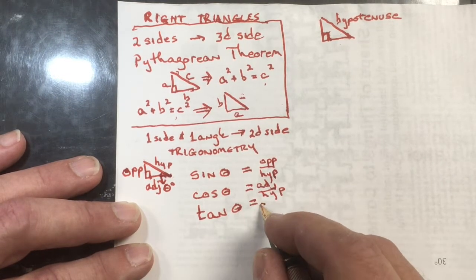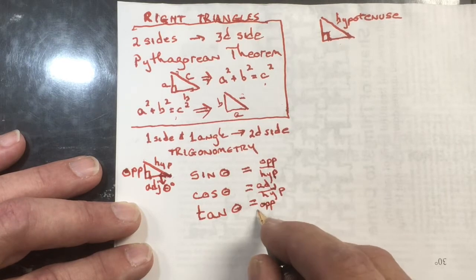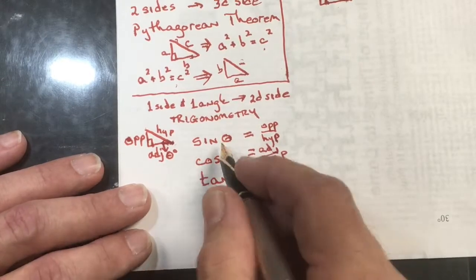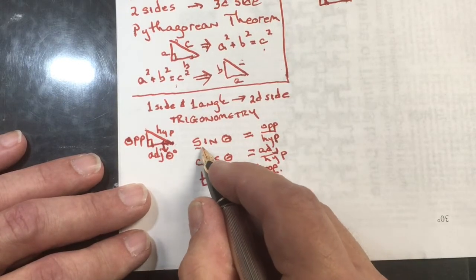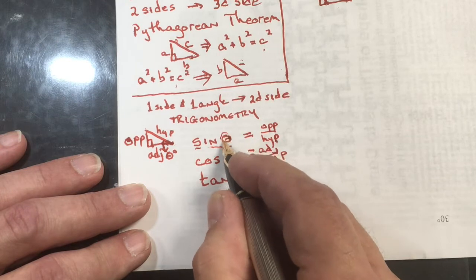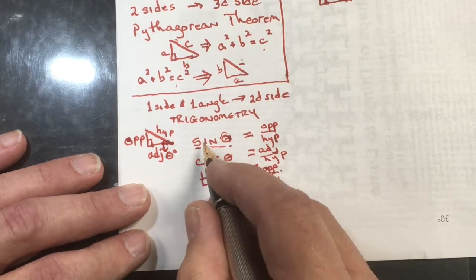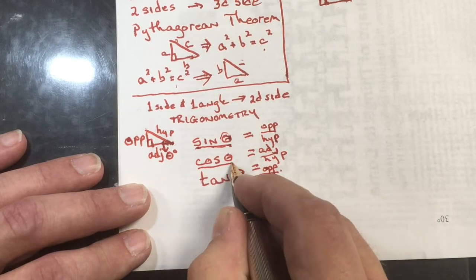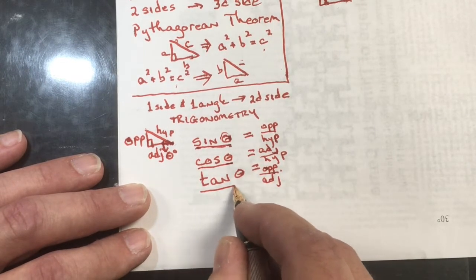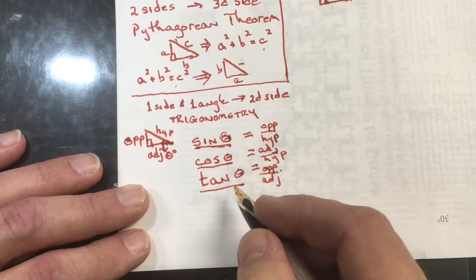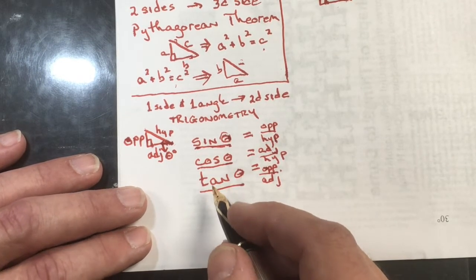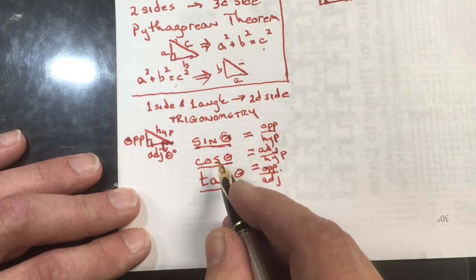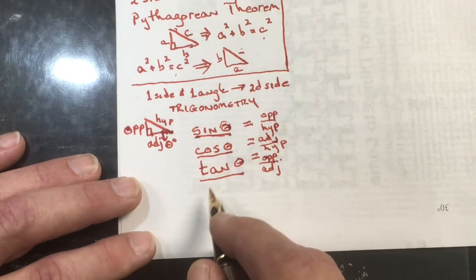Tangent is opposite over adjacent. What does that mean? If I give you the degrees, you're going to have to find out what number this is. Sort of like a code. This is a number. This is a number. This is a number. But it's in code. And in order to crack the code, you either have to have a trig chart or you have to have a calculator. No other way to do it. Okay?